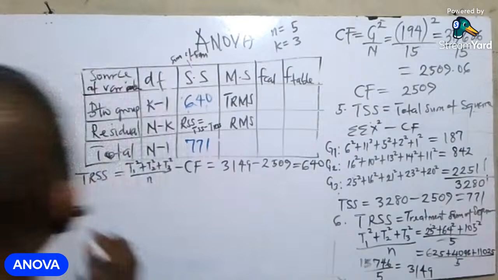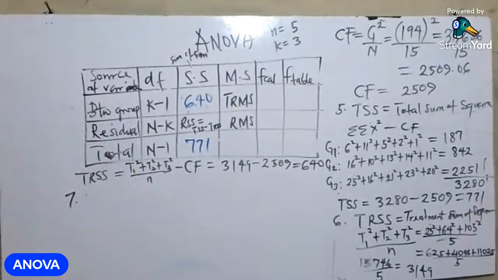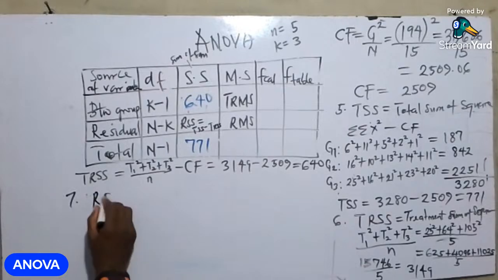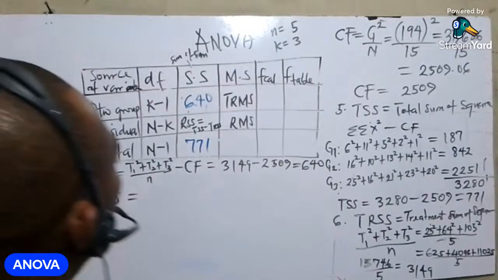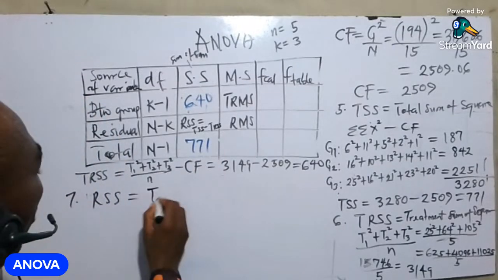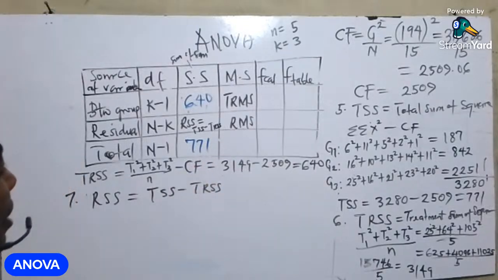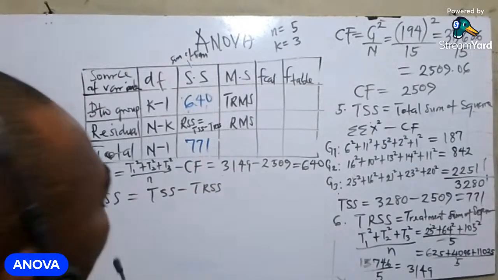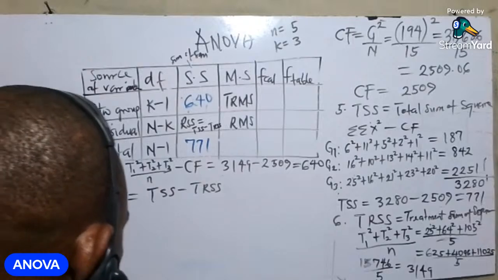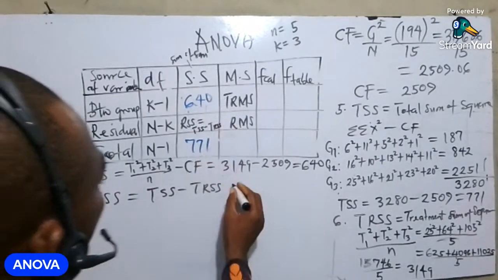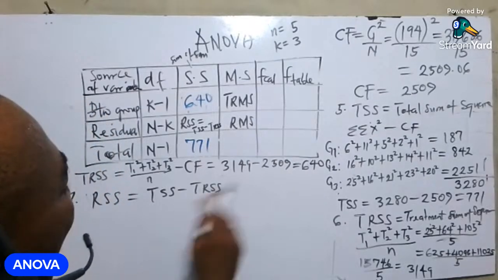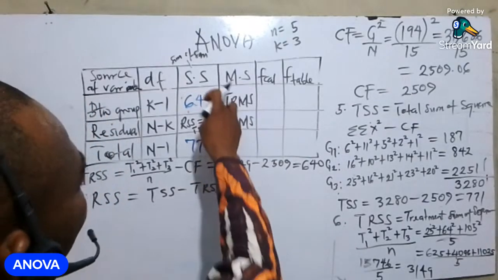So step 7 now. The step now is to get your RSS. So what is your RSS? That one is very simple. If you look at it here, the RSS is just TSS minus TRSS. And if you remember, when you go back to the formula, you see that TSS is this, TRSS is this. So that's why some examiners will just give you this, and they will ask you to find it.